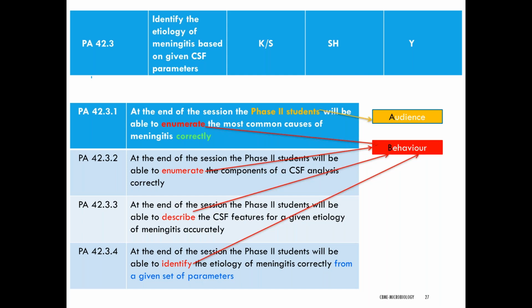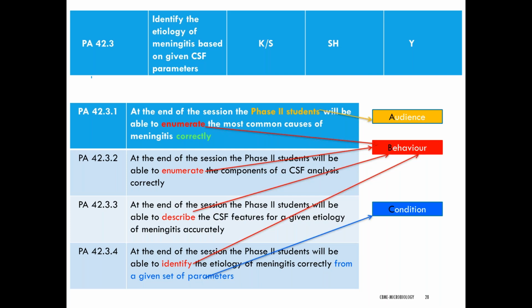In behavior means that something which I did not know, but after the lesson I knew. Here we would like them to enumerate the common causes. We would like them to enumerate the components of CSF, describe the CSF features, and identify the etiology. So you have got the B, A, B. Finally, the condition. Under what condition?